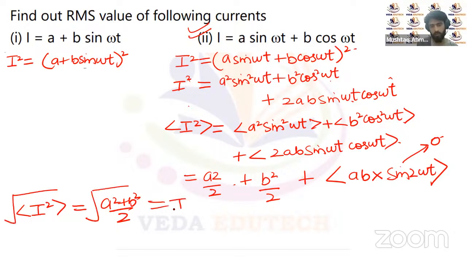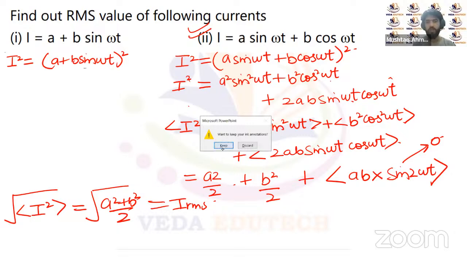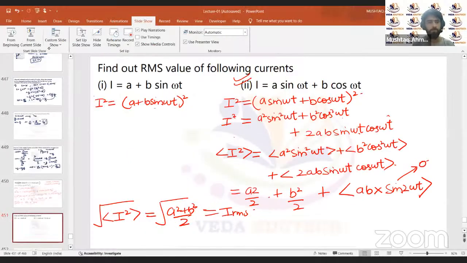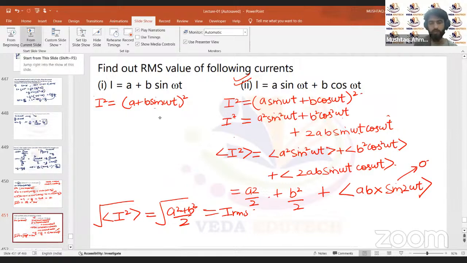That will be equal to IRMS. So this is the IRMS value, right? This is how we can calculate the RMS value of different functions, and of the current. Now let's move on to the next question.